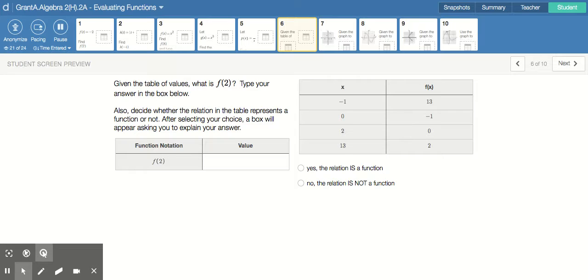Question number 6 on the evaluating functions homework asks you to use the table of values to evaluate this function for f of 2. So what this function notation is telling us is I want to know my output value when the input, or the x, is 2. Looking at the chart, all of my x values are on the left-hand side. So when I go to an x value of 2, I can see that my y value, or my output, is 0. Therefore, f of 2 equals 0.